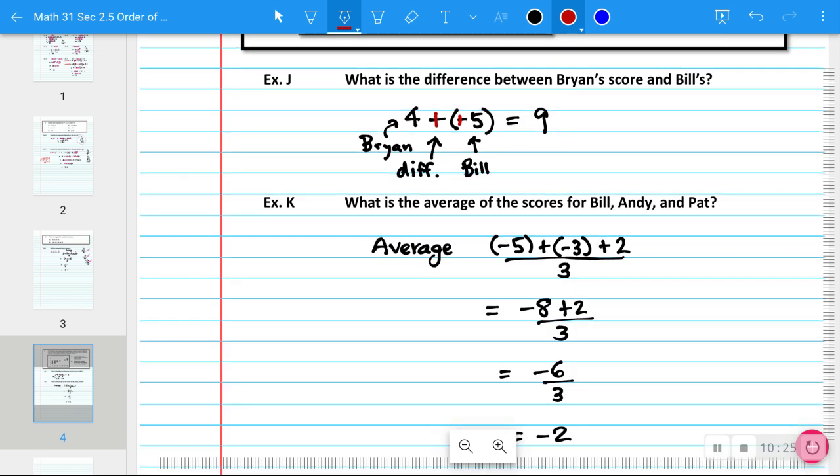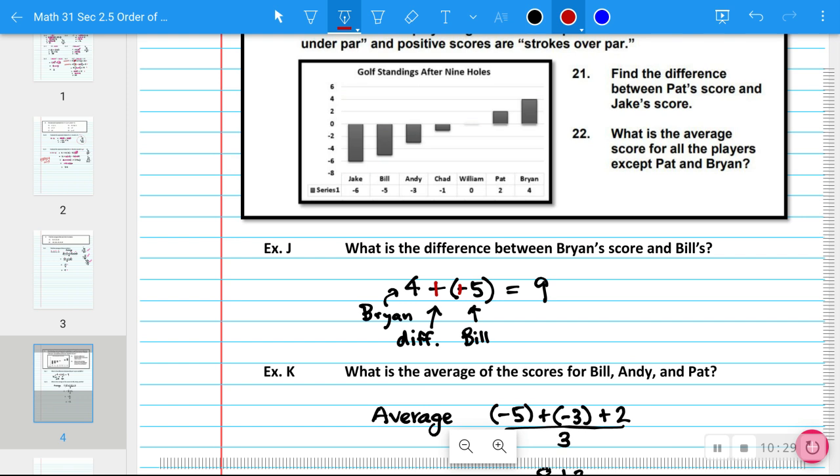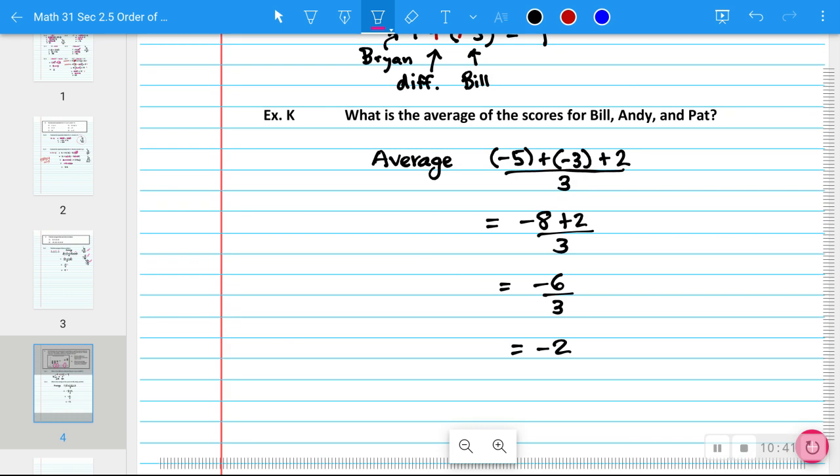Okay, what is the average score for Bill, Andy, and Pat? Okay, Bill, Andy, and Pat. We're going to be adding these 3 numbers up and dividing by 3, and you can see that's how I've set it up here. Add these numbers and divide by 3. Okay, the first 2 add up to -8. And when you add 2 more, you get -6. And finally, you'll divide by 3 here, and you get -2.